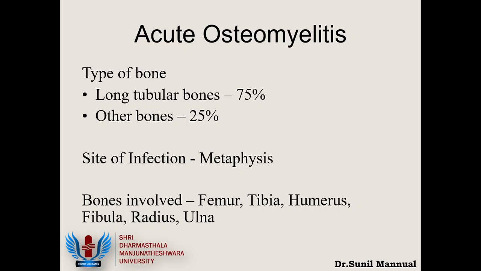Now, why again long tubular bones? I'll explain to you. So the relation between the long tubular bones and children, and the fact that acute osteomyelitis is more commonly seen in long bones in the metaphysis of the bone, is related to the same pathogenesis. When I come to the pathogenesis, you will understand why this is more common in children, why it is more common in the metaphysis, and why it is more common in the long tubular bones.